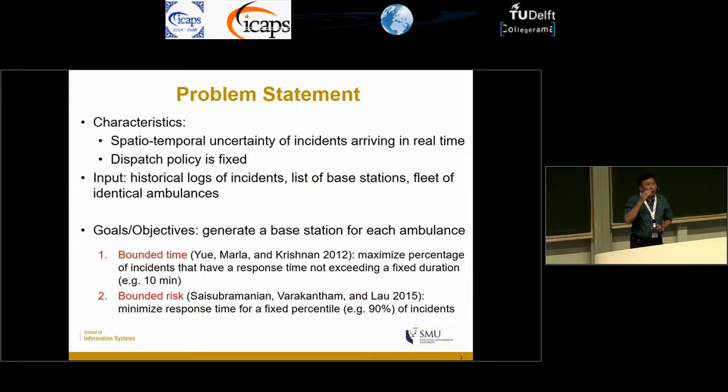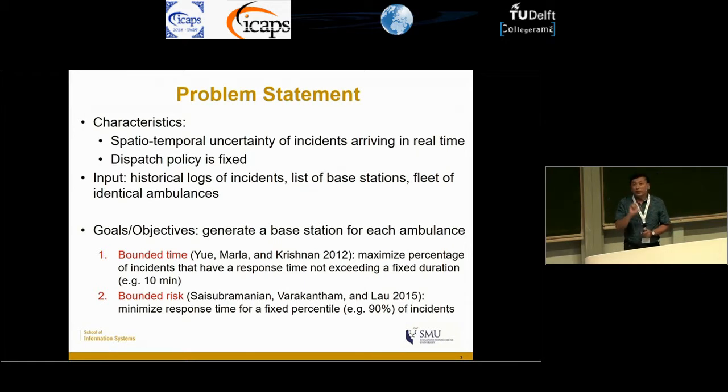Subject to one or more of such criteria. The first one is bounded time. This was a common kind of objective where you are given a bounded response time, let's say 10 minutes. Within this 10 minutes, I want to maximize the percentage of incidents that can meet this response time. In other words, the ambulance will arrive at the scene within 10 minutes from the time the call is made. So that is what we call a bounded time criteria.